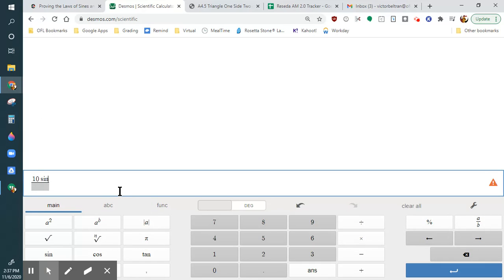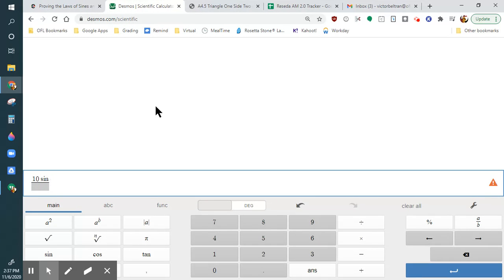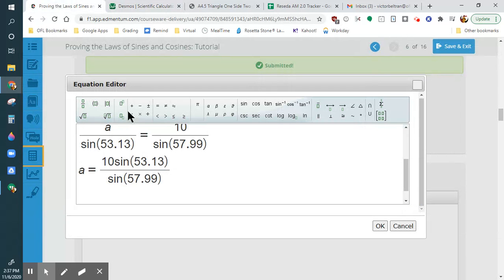So I'm going to say sine of 53.13. And be careful because when you change tabs, Desmos for some reason thinks that you went over to somewhere else. And you're going to divide it by sine of 57.99. And I'm going to get 4.93 as my answer. So I'm going to say this is equal to A equals, what was that?